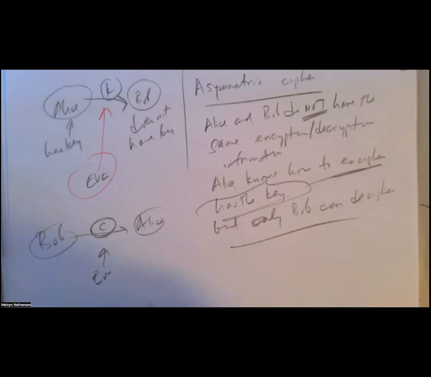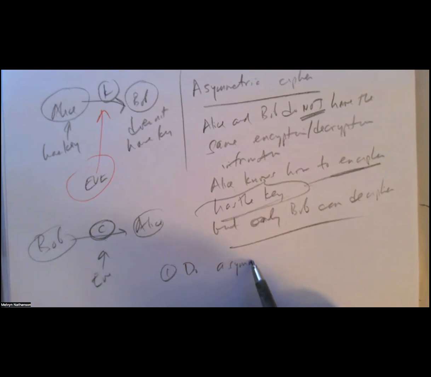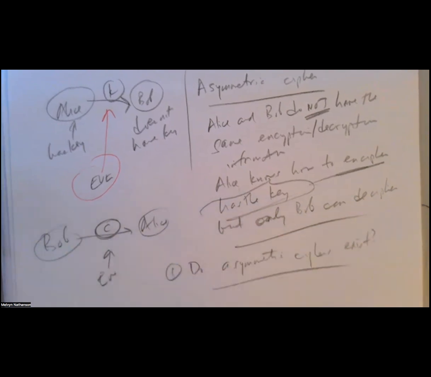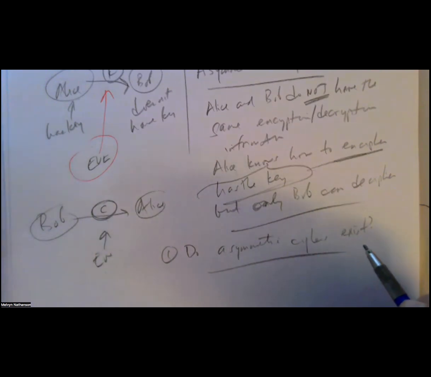So the first question is, do asymmetric ciphers exist? Is it possible to invent an encryption method which does not in itself allow decryption? And this was a big problem, an unsolved problem in cryptography for a long time. The text gives a very simple example of an asymmetric cipher.